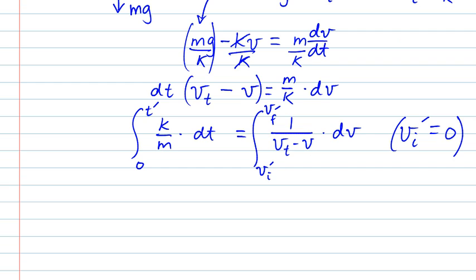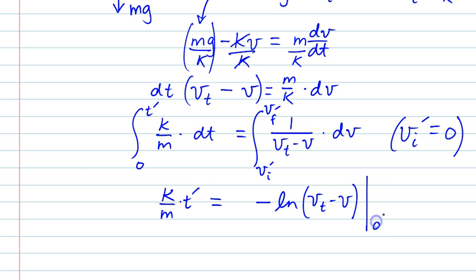Okay, so basically we're going to have on one side, very straightforward, k over m times t prime. And on the other side, we're going to have a natural log, and there's going to be a negative sign in front of it. We're looking at the negative natural log of v terminal minus v, evaluated from 0 to, let's now say that our v final has turned into v prime.